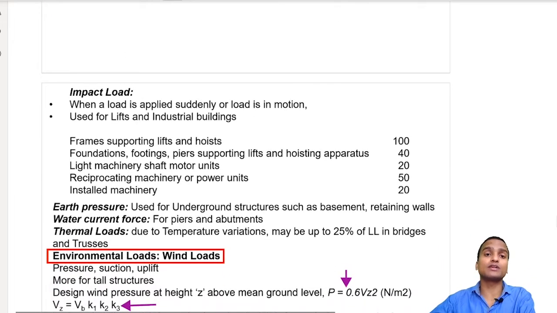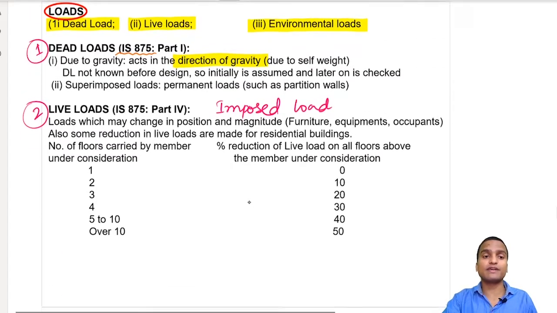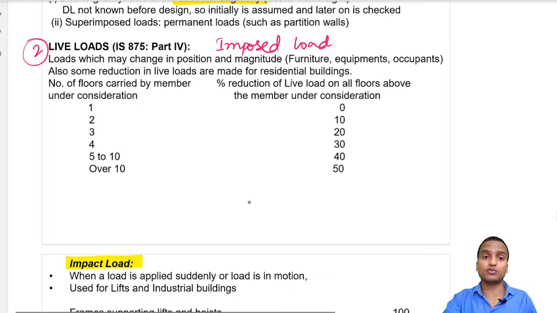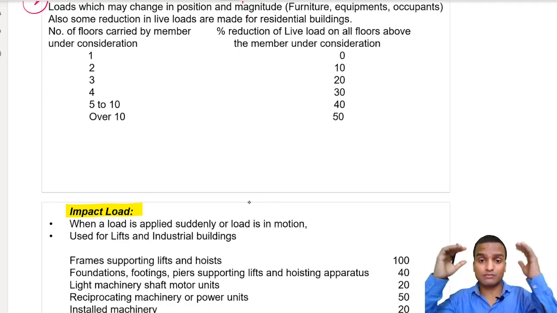Now impact load is a very dynamic type of load, because a dead load is a static load, whereas live load is a dynamic load. The position as well as magnitude of load will change. An impact load is a load which is applied suddenly, or the load is in motion, like automobiles moving on the bridges and the lifts of the building, or the industrial cranes moving.